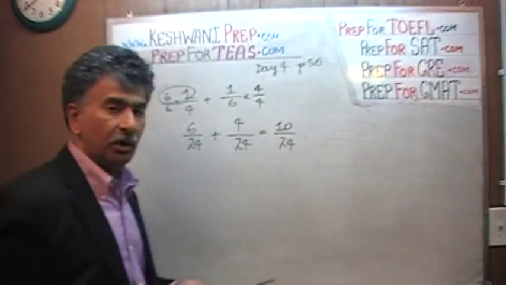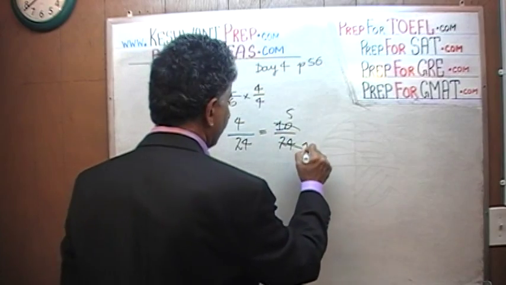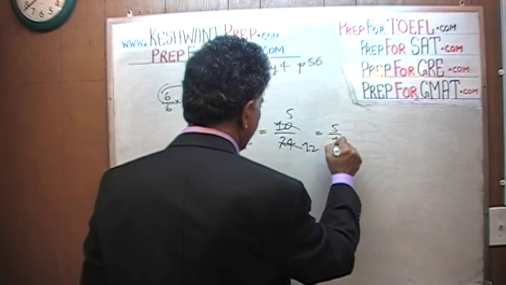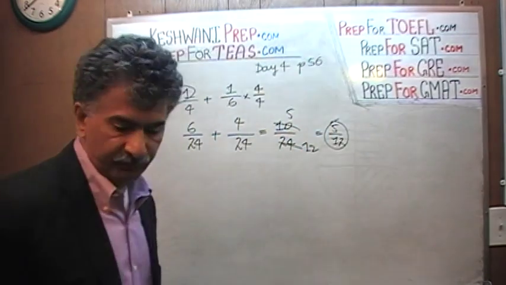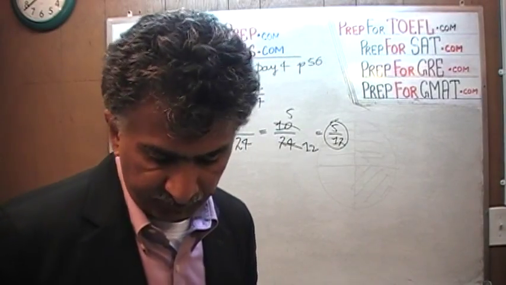And then all you have to do now is reduce it. Divide top and bottom by 2. We get 5 over 12. The answer is 5/12. So that was the example that they do there, and now let's do the practice problem.